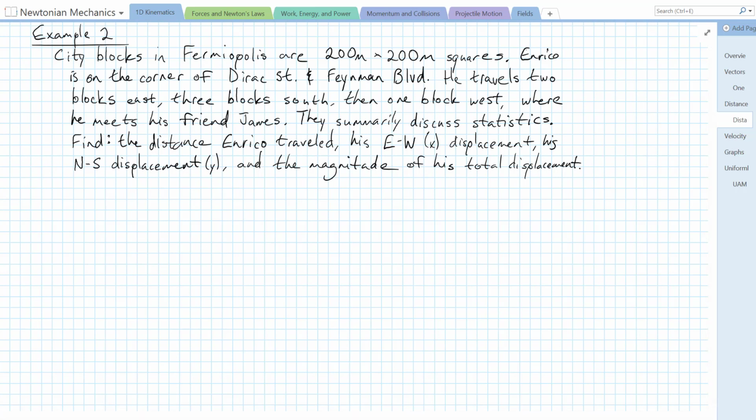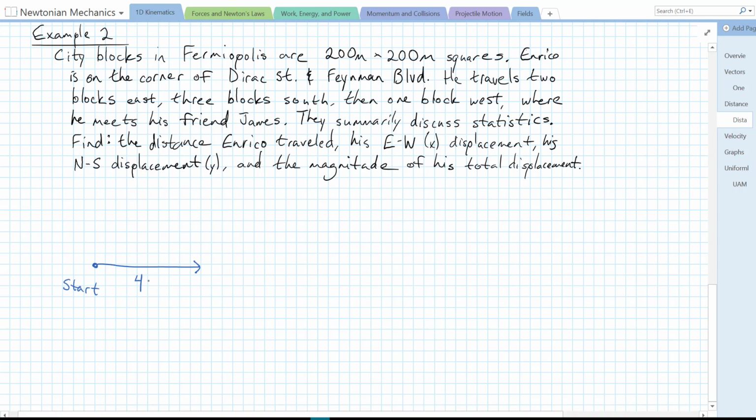So again, I'm going to start this with a diagram. Looks like he travels 2 blocks east. This is his starting point, let's say, start. He travels 2 blocks east, but each block is 200 meters by 200 meters. So 2 blocks is going to be 400 meters.